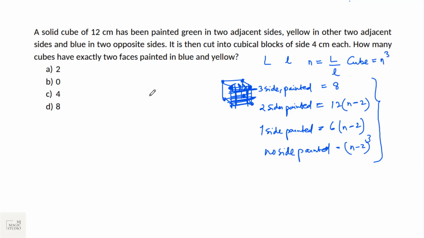Now, what is given in this question? A solid cube of 12 centimeter length has been painted green on 2 adjacent sides, yellow on 2 adjacent sides, and blue on 2 opposite sides. It is then cut into cubical blocks of side 4 centimeter each. Small l is 4. How many cubes have exactly 2 faces painted in blue and yellow? Look carefully, what a different question they have given.